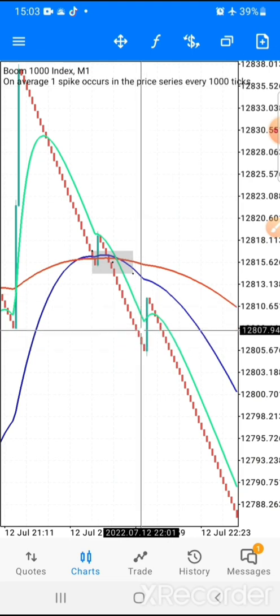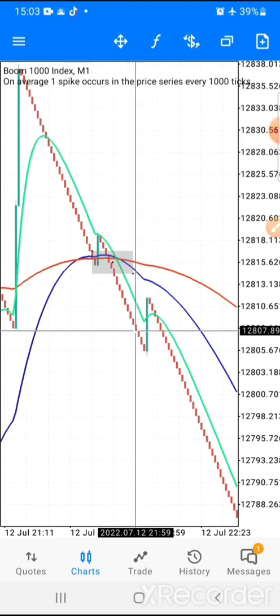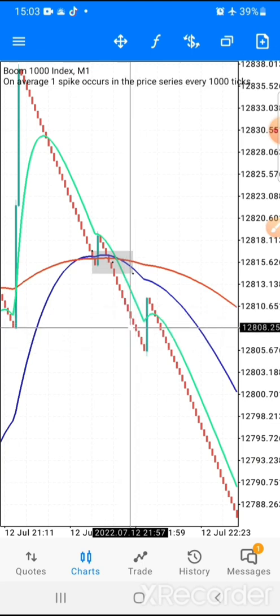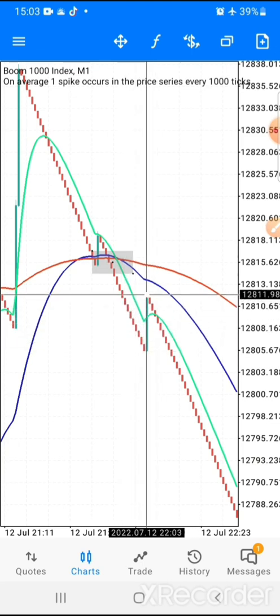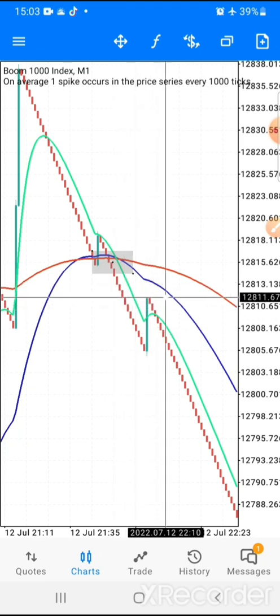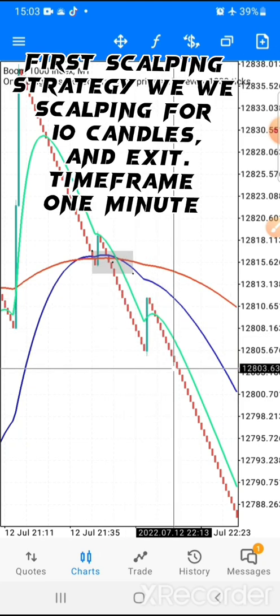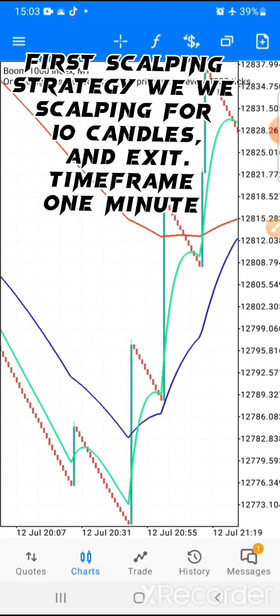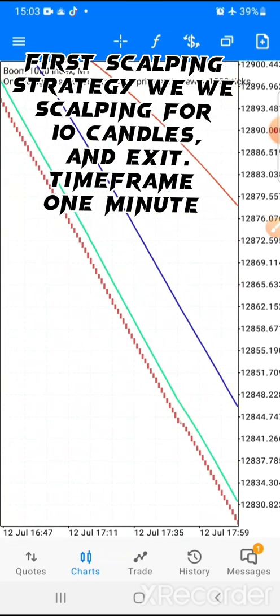Even if the spike catches you, but here we're going to be lucky because our 10th candle was safe. Even if the spike catches you, you still will not be in loss, and you'll still be able to count your 10 candles and reach your target profit. So let's look for another example again.